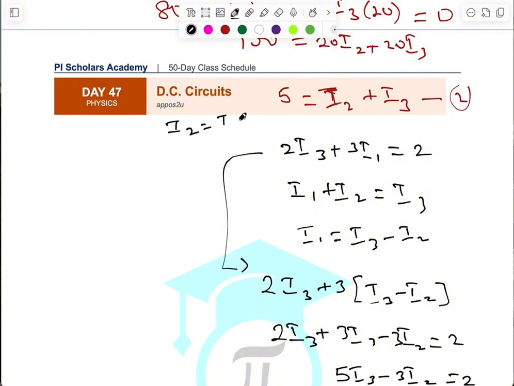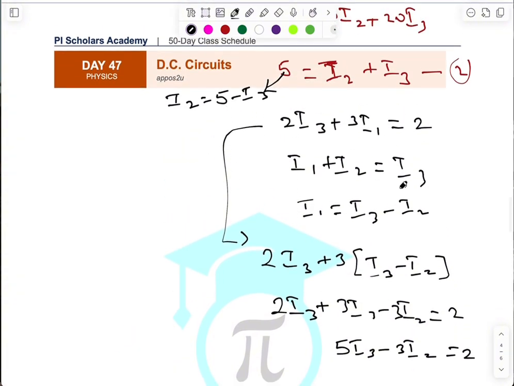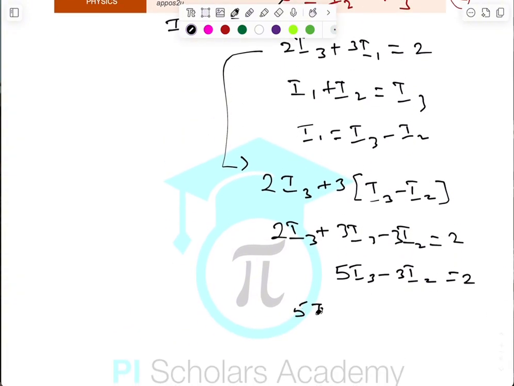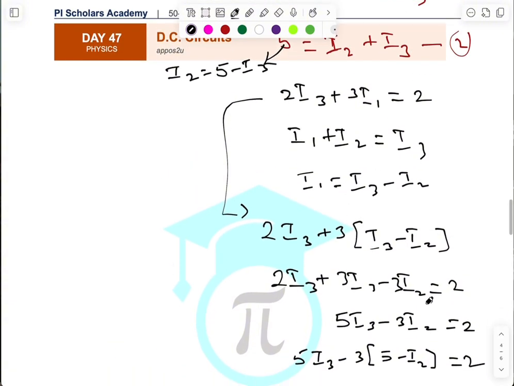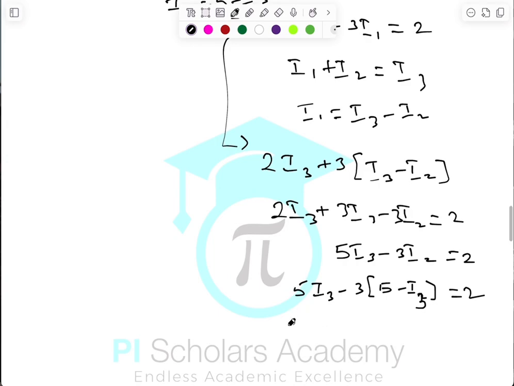I2 equals 5 minus I3. That is from this place. So anywhere I see I2, I can replace it with 5 minus I3. So 5I3 minus 3 times (5 minus I3), everything here will be equal to 2. So this will be 5I3 minus 15 plus 3I3 equals 2.